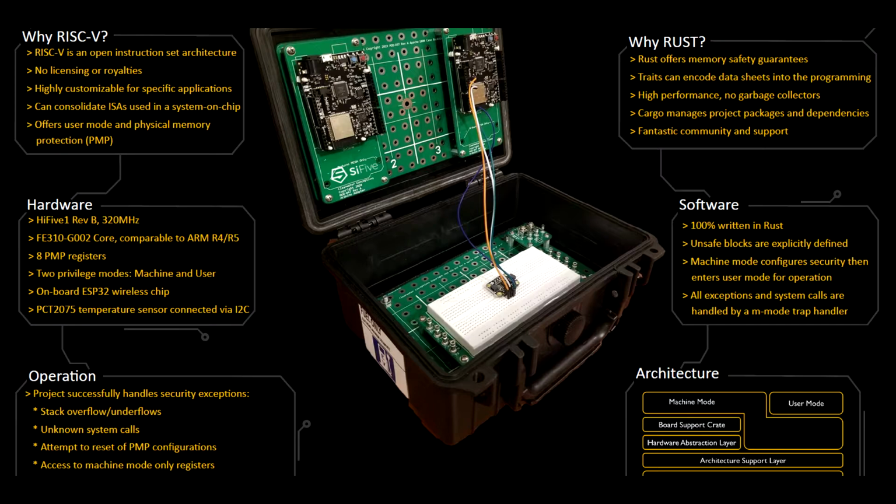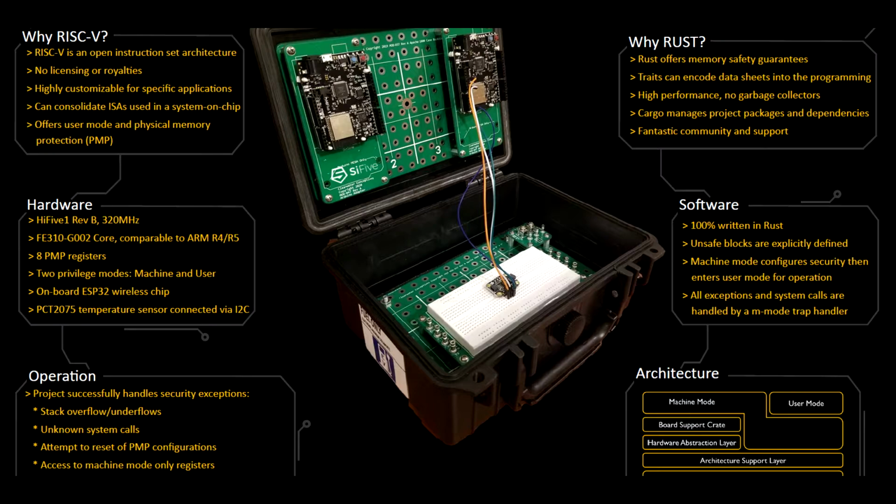or constrained embedded devices. The hardware used for project development is a Hi-5 Rev-B microcontroller that features a 320 MHz clock, 8 PMP registers, multiple privilege levels, and a built-in ESP32 wireless chip. An external temperature sensor is connected via I2C.